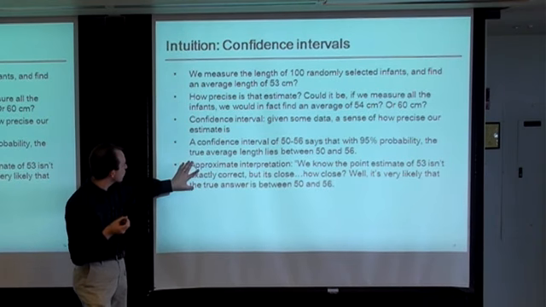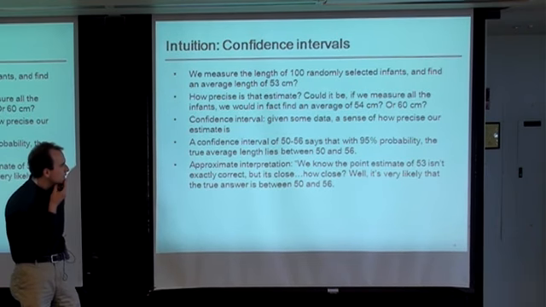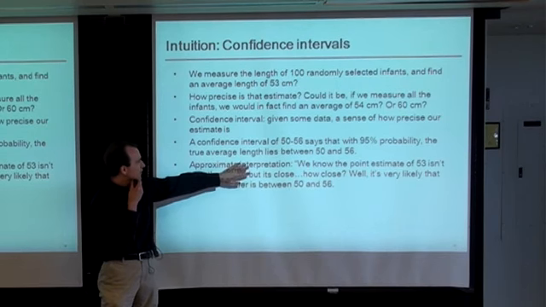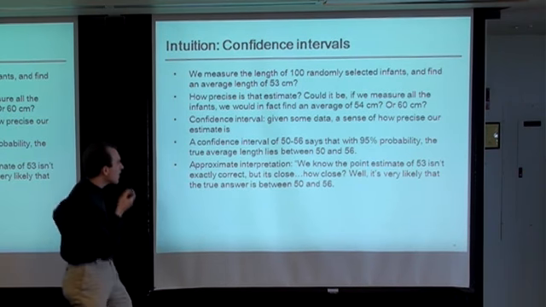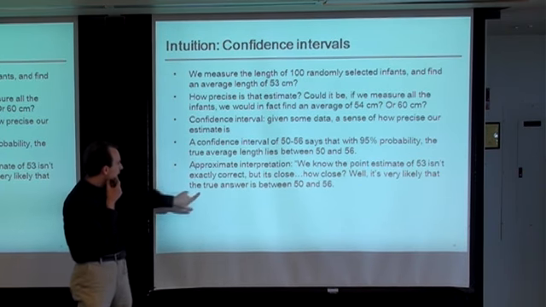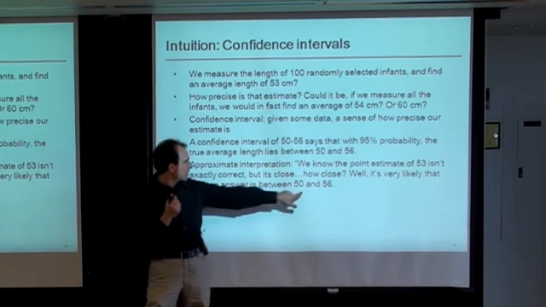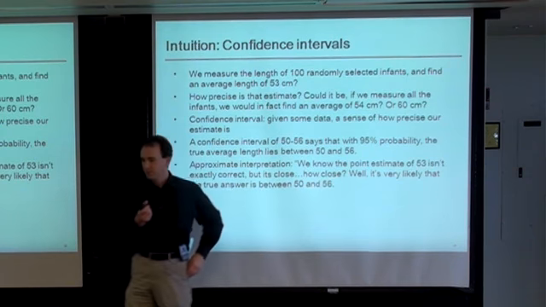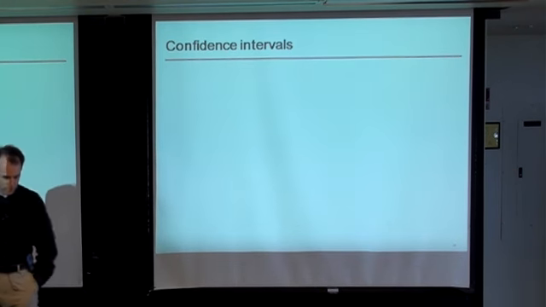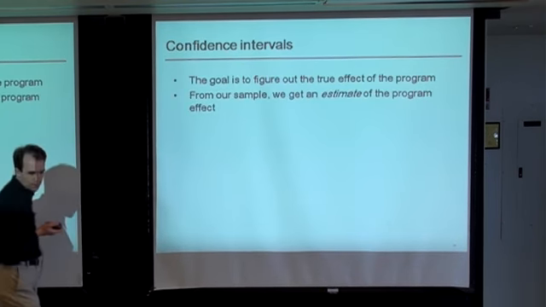And so an approximate interpretation of a confidence interval is, we know the point estimate is 53, but we have some uncertainty about that estimate. We think the average is 53, but there's some uncertainty. The confidence interval says it's 95% likely that the true answer is between 50 and 56, if that was the confidence interval. Okay?